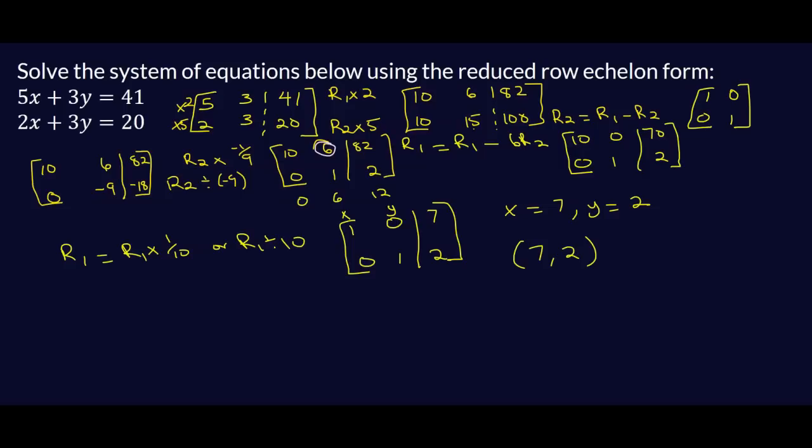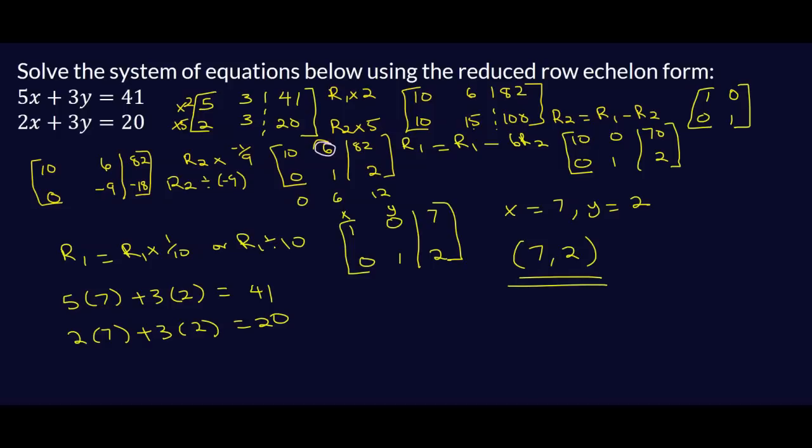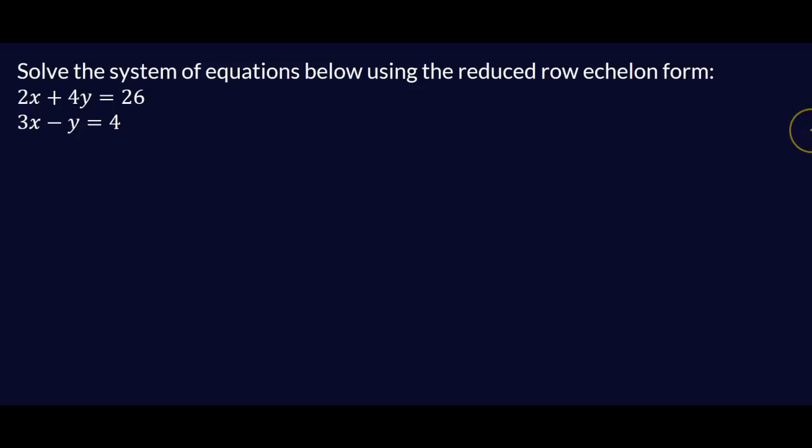So let's just do a quick check to make sure that we did it the right way. So 5x plus 3y. This is going to be 35 plus 6, 41. Let's go again. 2x plus 3y. This is going to give us 20. So this is a way to check that we have done this the right way. Let's go to the next set of questions.